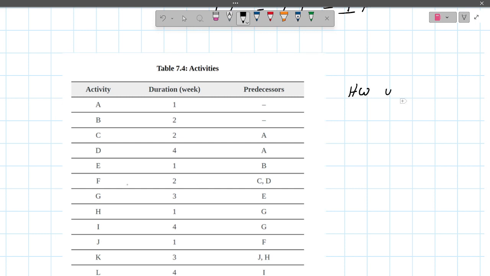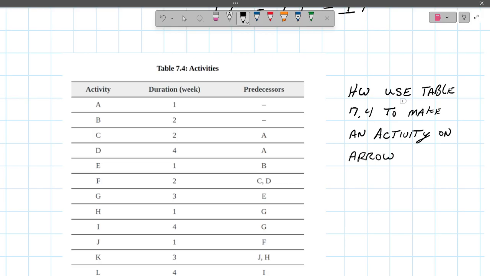Homework. Use 7.4. Okay. And I'll put this in writing up on the assignment.